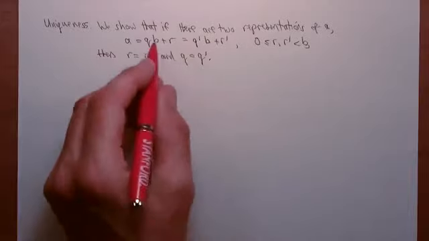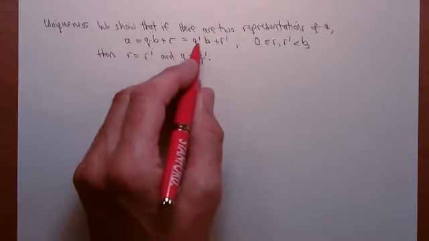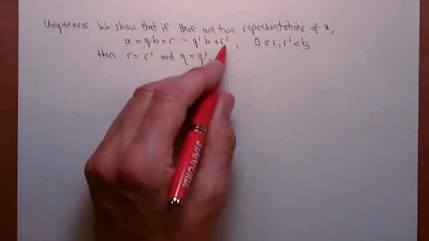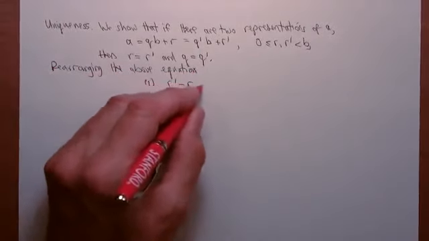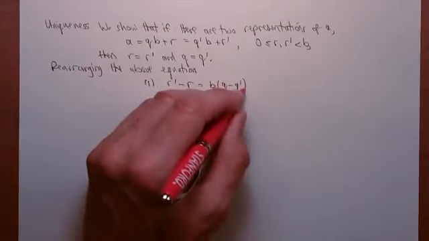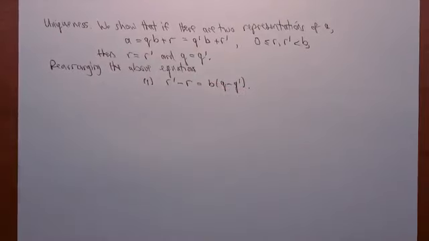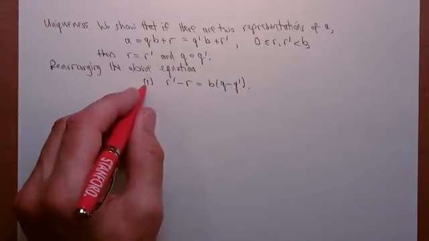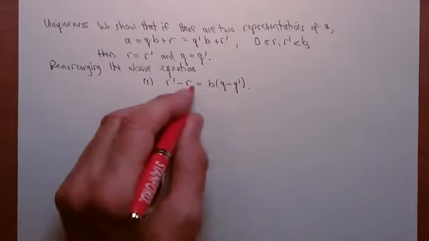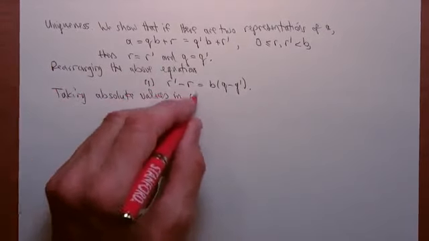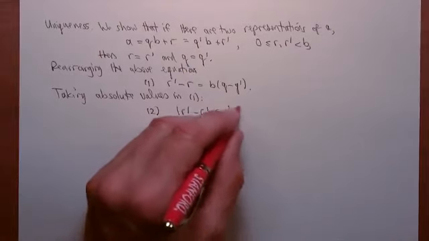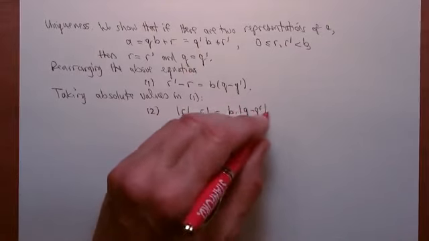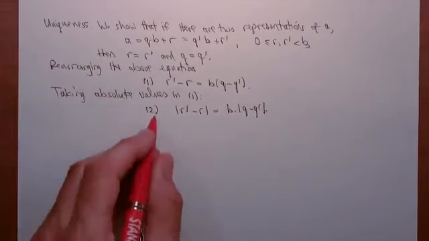Okay, so we have an equation here. qb plus r equals q prime b plus r prime. Let's rearrange it. Rearranging, I get r prime minus r equals b times (q minus q prime). And I've labelled that equation 1 for later reference. Now I'm going to take absolute values in this equation. And when I do that, I get the absolute value of r prime minus r equals b times the absolute value of q minus q prime, which I've labelled equation 2.